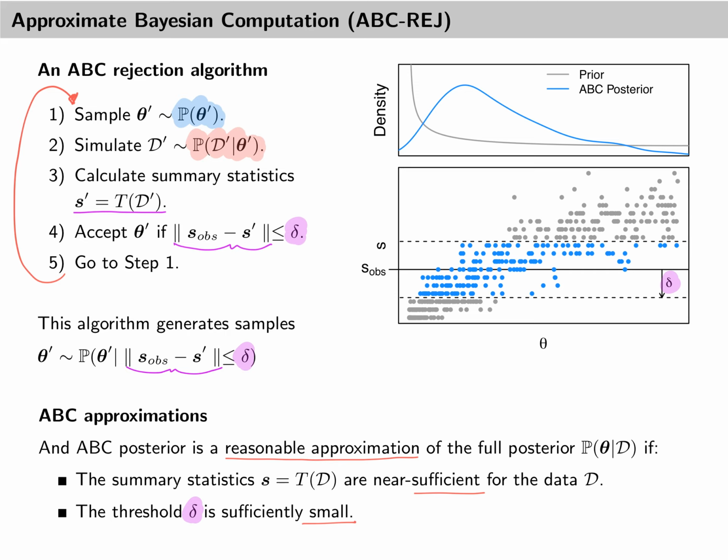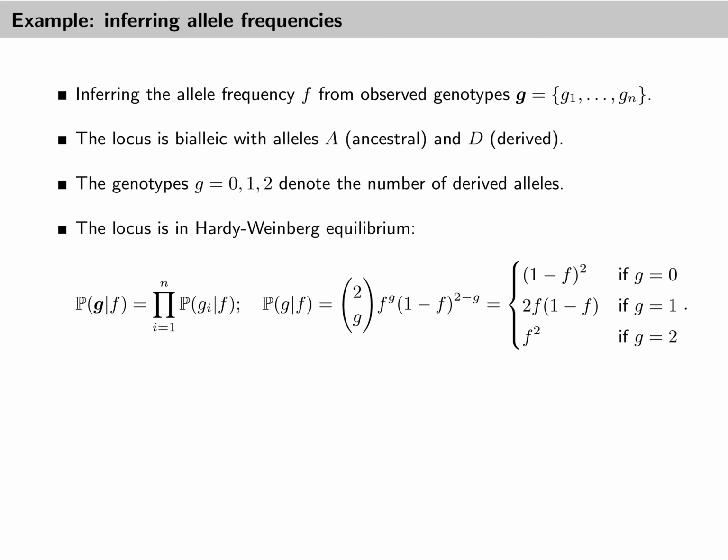Let us next reflect upon the impact of the threshold delta by using a simple example for which we actually can calculate the true analytical posterior distribution. Specifically, let us infer the allele frequency f from some observed genotypes G observed for some individuals 1 through n. We can assume that the locus here is biallelic with two alleles, an allele A, the ancestral allele, and an allele D, the derived allele. We are now interested in inferring the frequency of the derived allele.